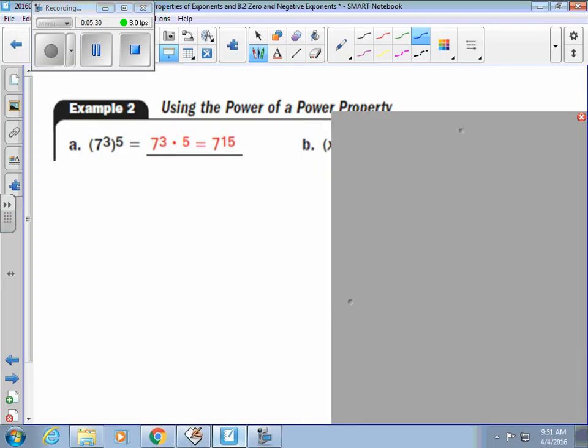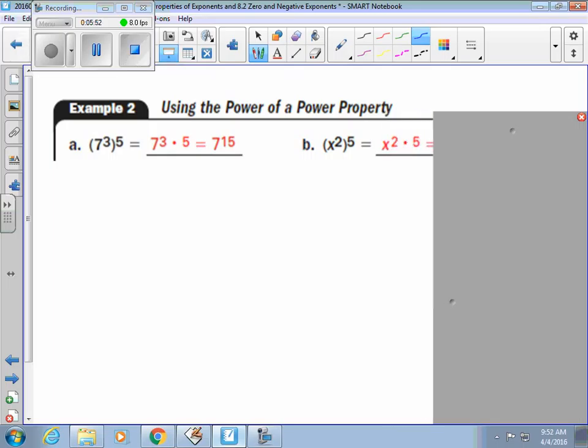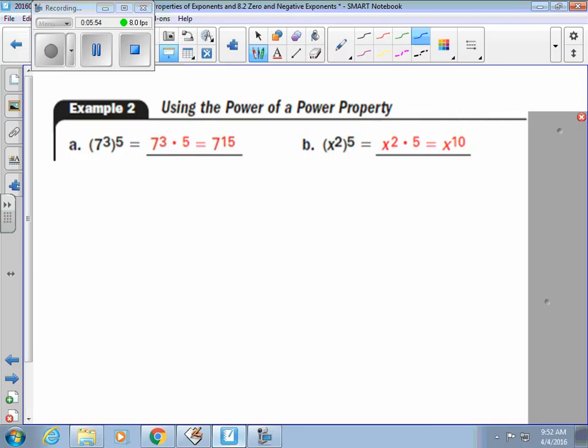The other one is x squared to the 5th. Again, it's not 2 plus 5. That's the mistake students make with this. They'll add when they're supposed to multiply and multiply when they're supposed to add. Multiplying bases means adding powers. Power to a power means multiplying exponents. X to the 2 to the 5th, 2 times 5, x to the 10th. Very simple.